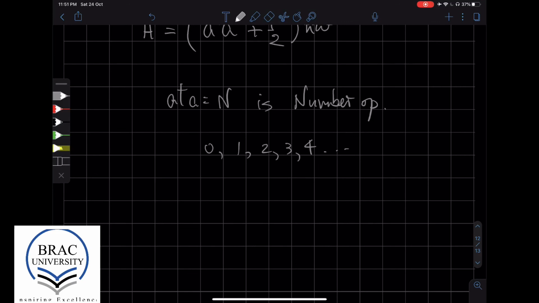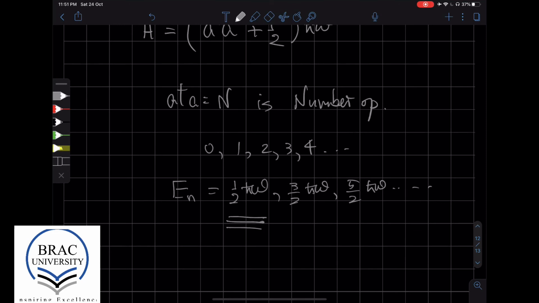So what this means is that the eigenvalues of the energy, the Hamiltonian, are given by half h bar omega, 3 halves h bar omega, 5 halves h bar omega, and so on and so forth. And what is important is that the ground state has a non-zero energy of half h bar omega.